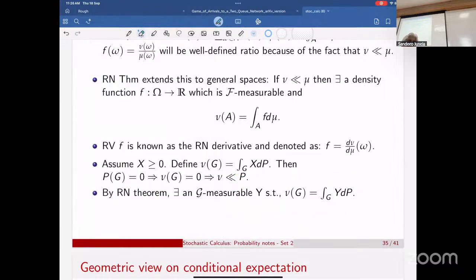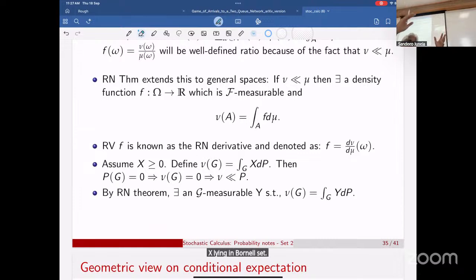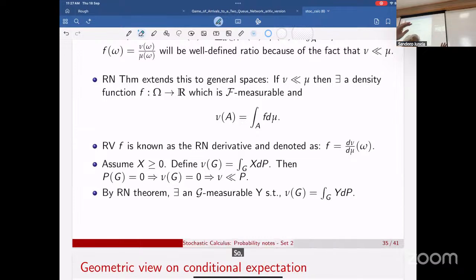It's a sub-sigma algebra. So why would X be measurable with respect to the sub-sigma algebra? See, that's the point. For X to be measurable, X lying in a Borel set, the pre-image of that should be in my sigma algebra. So I need a certain number of sets to be present in my sigma algebra. G is a smaller sigma algebra, so X is not measurable with respect to G. But is there a proxy of X which is measurable? That's what we are looking for here.